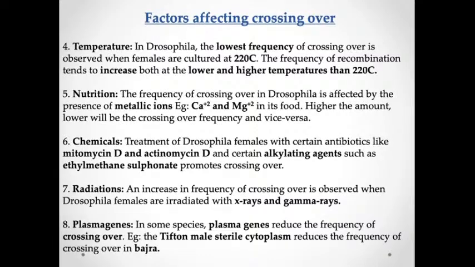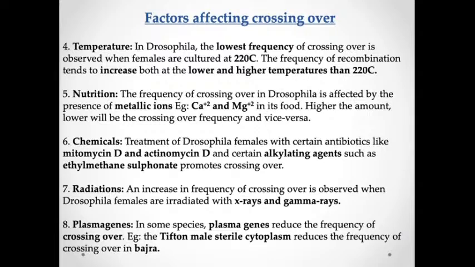In Drosophila, temperature also affects it. The lowest frequency of crossing over is observed when the female is cultured at 22 degrees Celsius. The frequency of recombination increases at both lower and higher temperatures than 22 degrees Celsius. So it tends to increase if we increase or lower the temperature. Nutrition also matters in the case of crossing over. In Drosophila, it is affected by the presence of metallic ions in its food. The higher the amount, the lower the crossing over frequency, and vice versa.